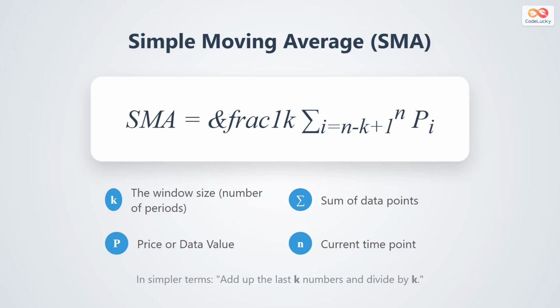Mathematically, the simple moving average, or SMA, is calculated by taking the sum of the last k data points and dividing by k. Here, k represents the window size, or the number of periods we are looking back at.